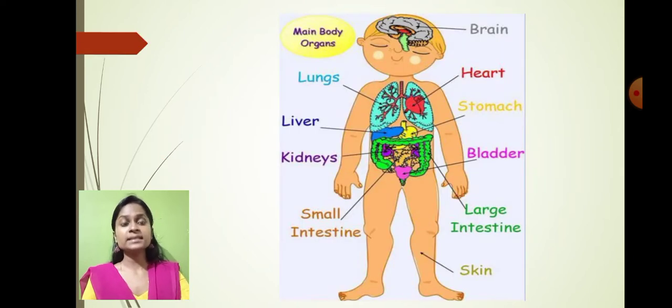So let's recall once again whatever we have learnt in the last lecture. Students, in the last lecture we learned that there are different types of organs present inside our body, and they work differently and even their locations are different. As you can see here, the brain is situated in the head region, the heart and the lungs are situated in the chest region, and the liver, kidney, and stomach are all situated in the stomach region.